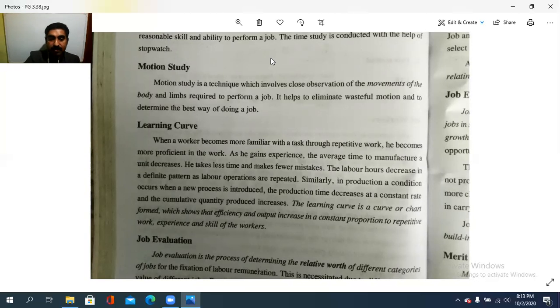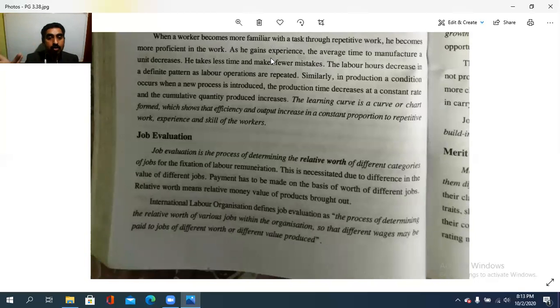Then job evaluation, evaluating the performed job. It is the process of determining the relative worth of different categories of jobs for fixation of labor remuneration. If, for labor remuneration, one's performance is appraised, that is the case of evaluating that job. This is necessitated due to the difference in the value of different jobs. Payment has to be made on the basis of the worth of different jobs. Relative worth means relative money value of the products brought out.